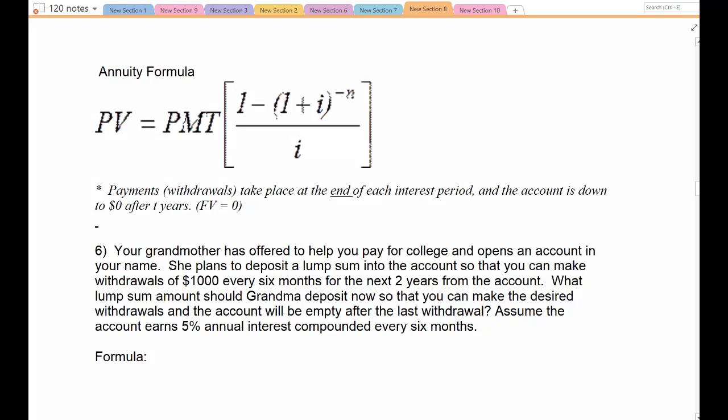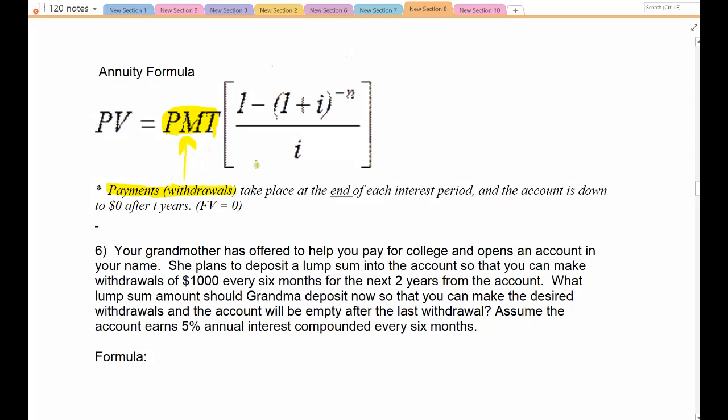At the end of time, there's nothing left in the account. You've exhausted the account. You do have payments, which are your withdrawals, or your payments to the bank. You're making the debt smaller when you're paying it off. So payments and withdrawals are the same thing. You're paying off your loan, or if it's a pension, you're withdrawing from your pension. Those are the PMTs.